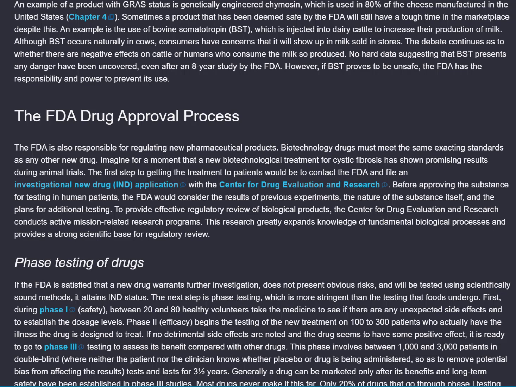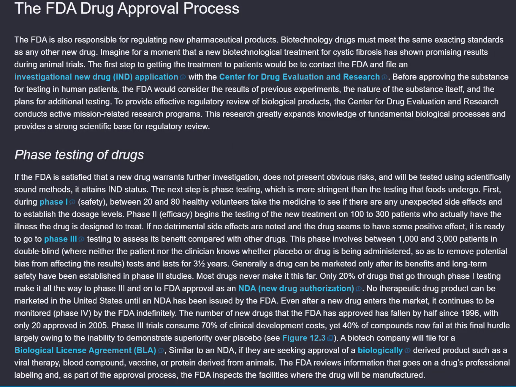No hard data suggesting that BST presents any danger have been uncovered, even after an 8-year study by the FDA. However, if BST proves to be unsafe, the FDA has the responsibility and power to prevent its use.